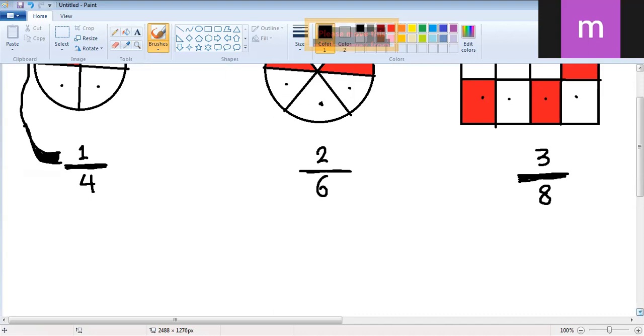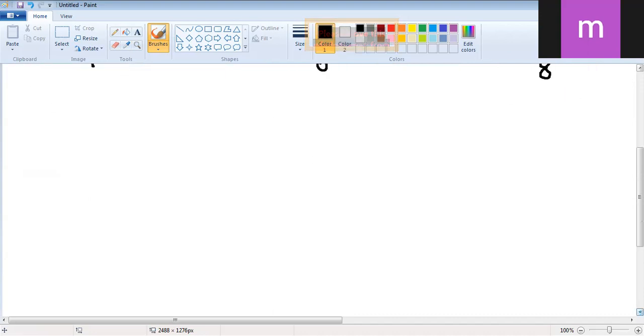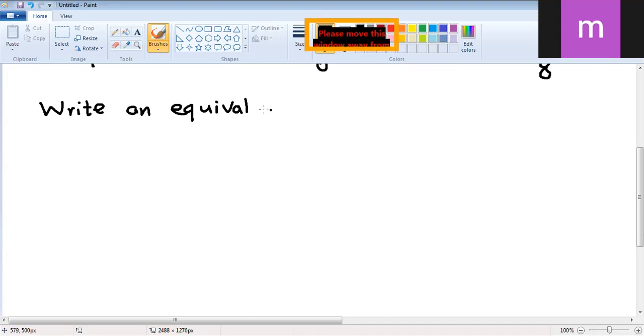If I ask you to write the fraction of the shaded part, then the second type: write an equivalent fraction. This one is very easy. If I ask you to write an equivalent fraction, you have to multiply both the numerator and denominator by the same number.